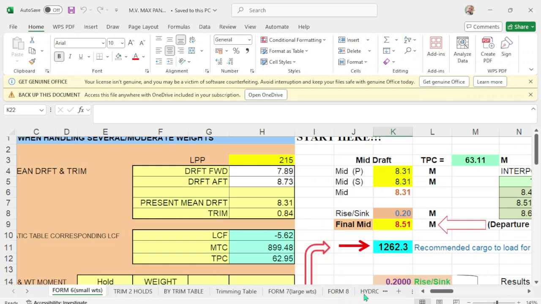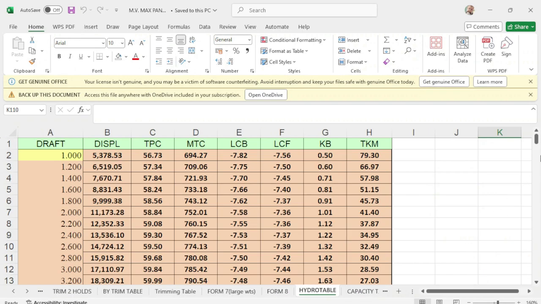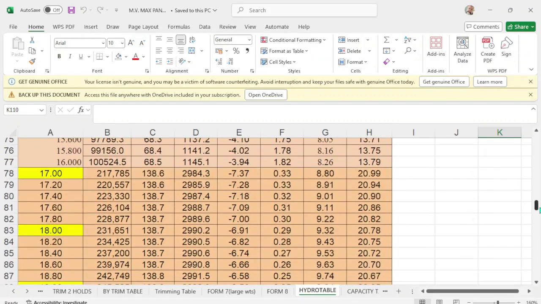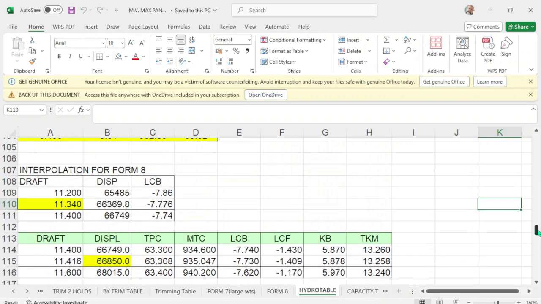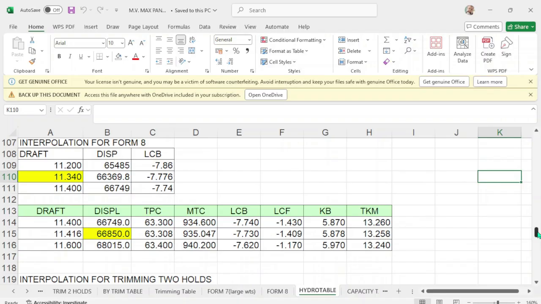Okay, put this to go to the hydrostatic table. And the mean drop is, LCF, no? LCF.